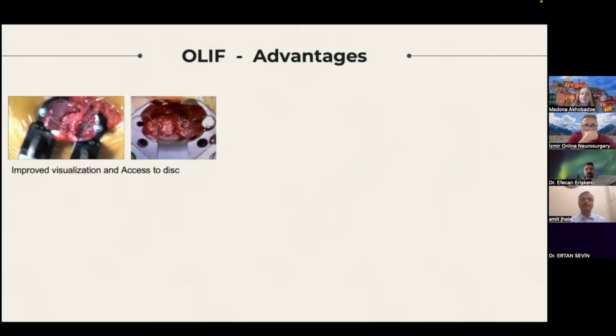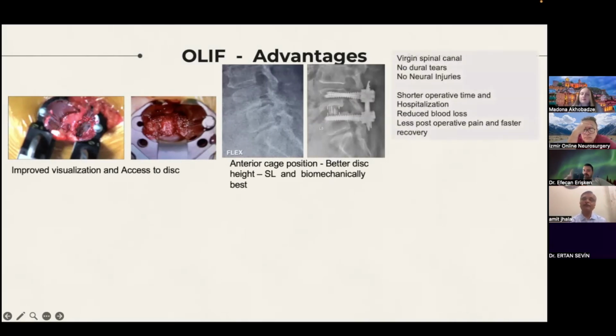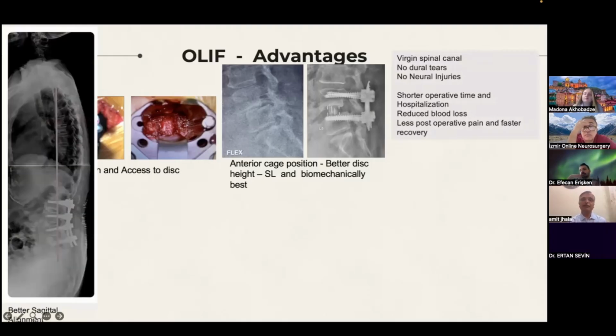So then comes the lateral fusion, and OLIF has a big advantage in lateral fusion. It improves the visualization and access to the disc because you are going directly lateral. The cage position is quite anterior, and you can jack up the disc space. And so biomechanically, it is much better. You can get a very good segmental lordosis compared to the MIS TLIF. Clinically also, it's an MIS approach, so all the parameters of short operative time, shorter hospitalization, and reduced blood loss are also present if you are doing the OLIF procedure.